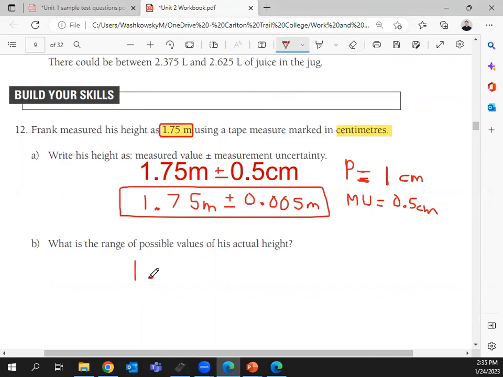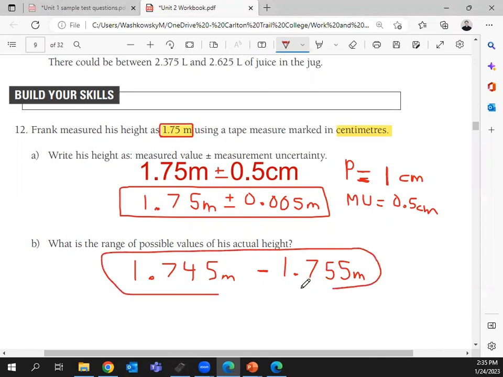So it's 1.745 meters to 1.755. All I did was take that unit of measurement and add or subtract my uncertainty, and that would be my range. So his height is somewhere in between this measurement. So it's pretty accurate.